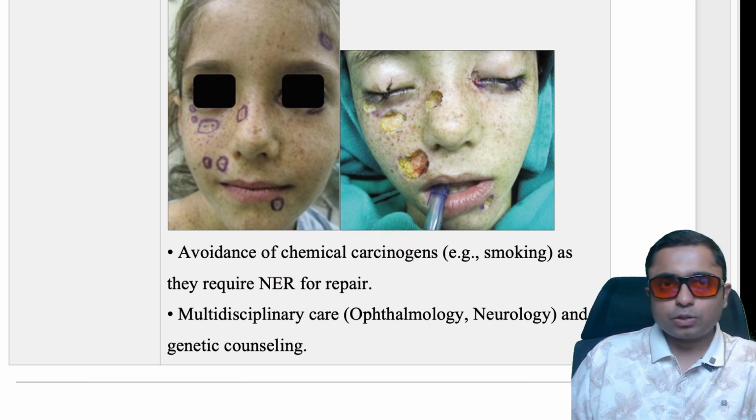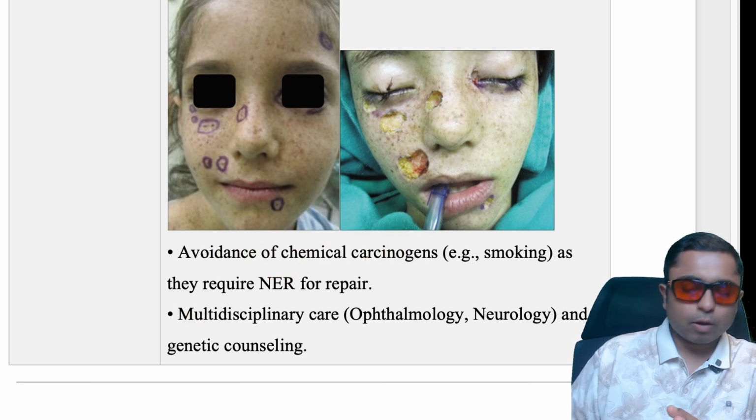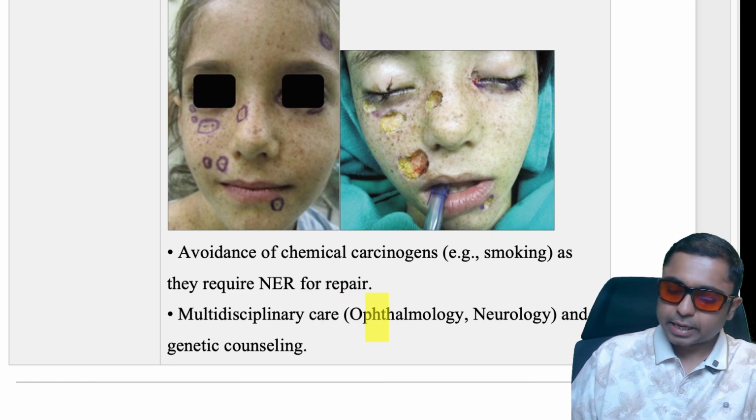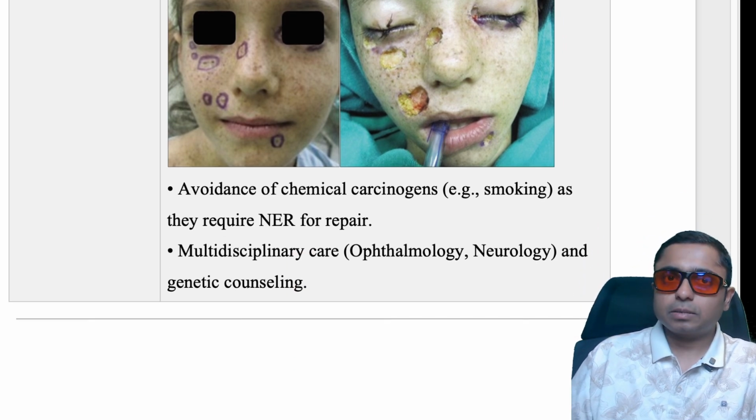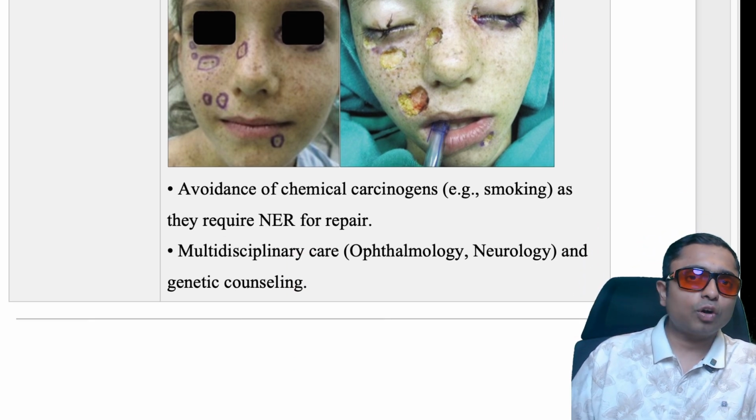Avoidance of chemical carcinogens, that is smoking, should be strictly avoided. Multidisciplinary care is very much required because there can also be eye and nervous system changes, and of course genetic counseling is also a must to identify the possibility of the same XP happening in the progeny, in the offspring of the patients.